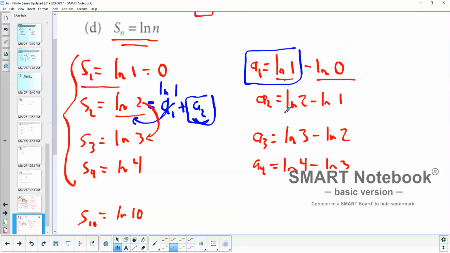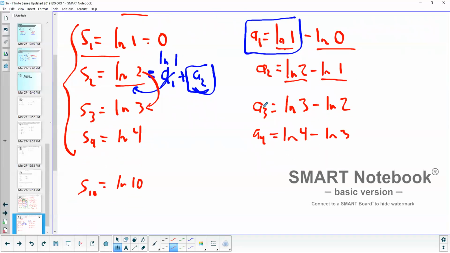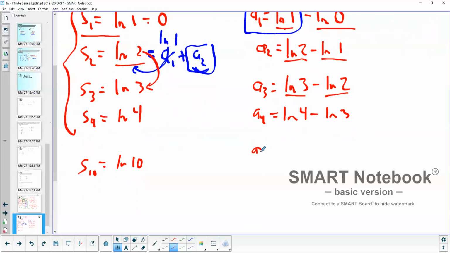So the first term in the series is the natural log of 1 minus the natural log of 0. The second term is the natural log of 2 minus the natural log of 1. And again, don't simplify the natural log of 1. And then the third term is the natural log of 3 minus the natural log of 2, and so on and so on. So it seems like the pattern here is the natural log of whatever the term you're finding minus the term previous. So the nth term, by that rule, would be the natural log of n minus the natural log of the term before it, which is n minus 1.